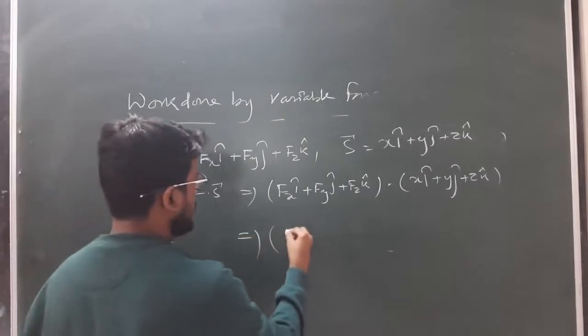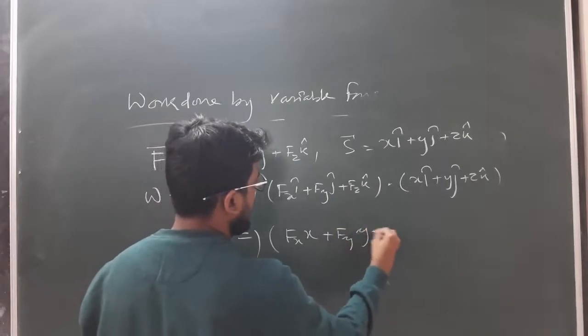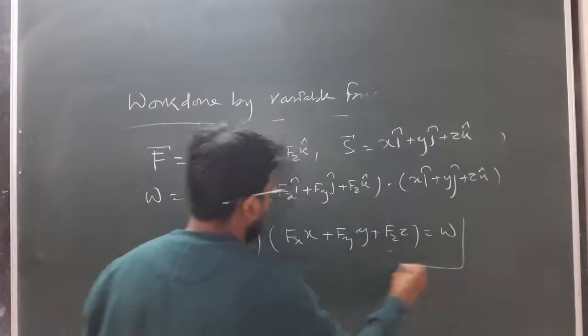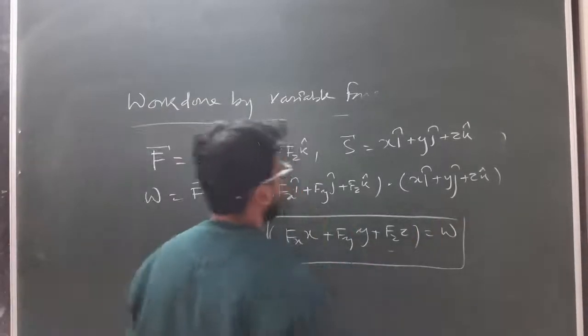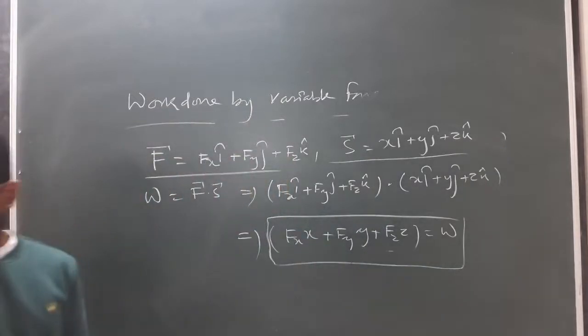This will become how much? Fx into x plus Fy into y plus Fz into z. So this will be the amount of work done when force and displacement are given in form of their components. So you have to remember these formulas to find out the work done.